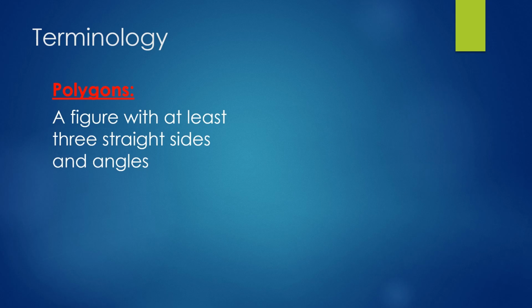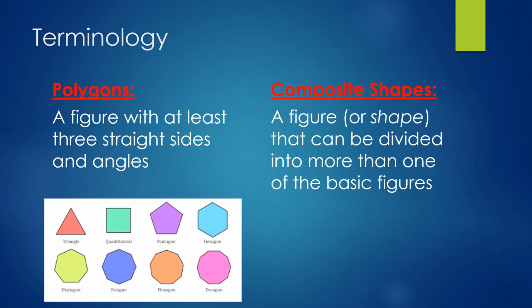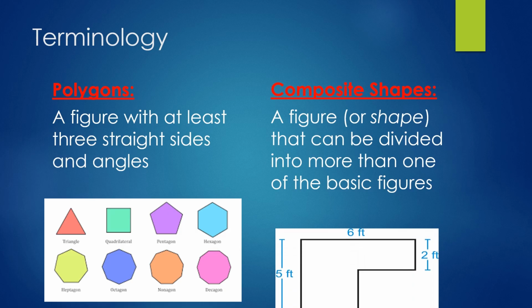Polygons are a figure with at least 3 straight sides and angles, like these shown below. Triangle, quadrilateral, which would be a square or a rectangle, pentagon, hexagon, heptagon, octagon, nonagon, decagon, and the list goes on. Composite shapes: a figure or shape that can be divided into more than one of the basic figures.